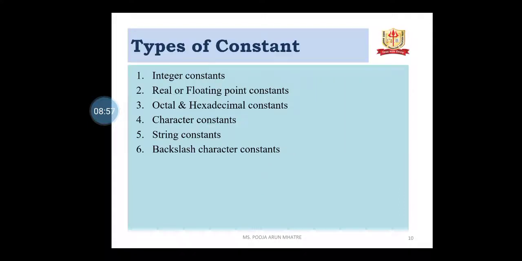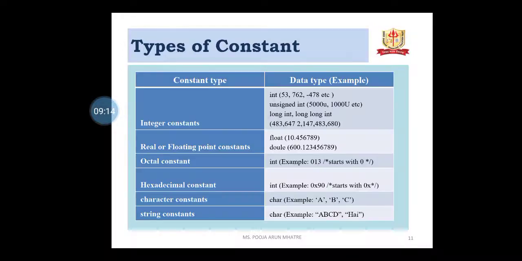The types of constant. First is the integer constant, then real or floating point constant, octal and hexadecimal constant, character constant, string constant, and backslash character constants. Types of constant and the data types with examples: integer constant. Integer means numbers, that is numerical values.